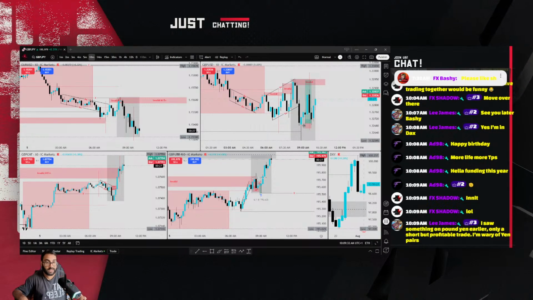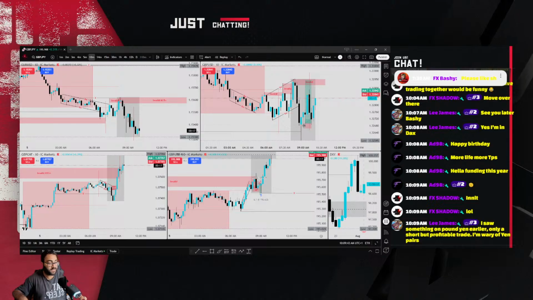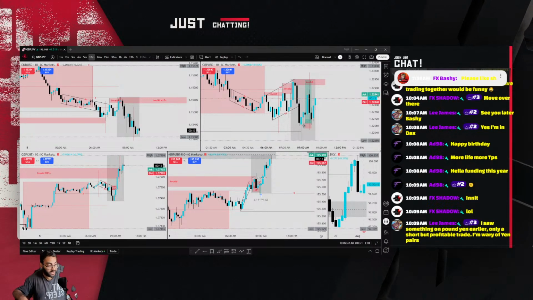Yeah, Shadow. I saw something on pound yen earlier, only a short but profitable trade. I'm wary of yen pairs. You have to be wary of yen pairs, to be honest, but I'm gonna go now anyway, lads.